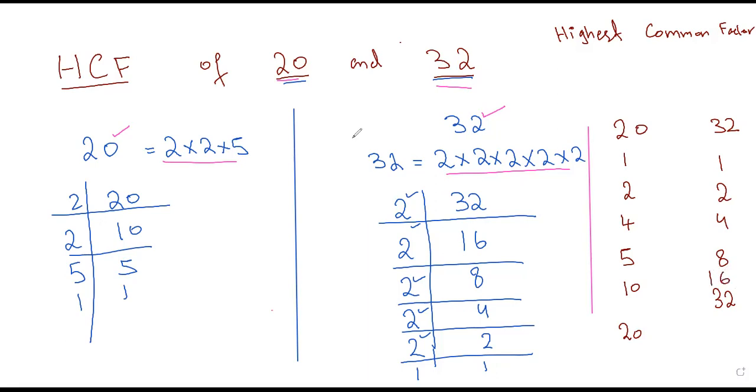And again, when we look at the topic, highest common factor, what are the common factors? 2 is common, 4 is common, and these are the only two factors which are common, right? And then highest means 4. So 4 is the HCF of these two numbers.